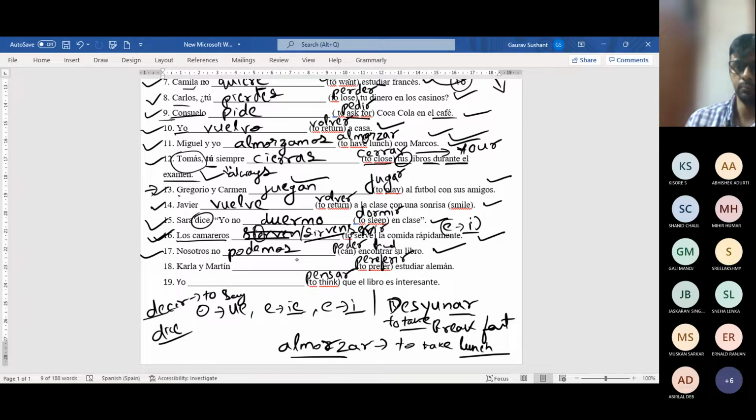Yes, sir. Carla y Martin prefieren estudiar alemán. Prefieren estudiar alemán. And tell me the meaning of this sentence, means the translation also. Carla and Martin prefer to study, I don't know the last word.